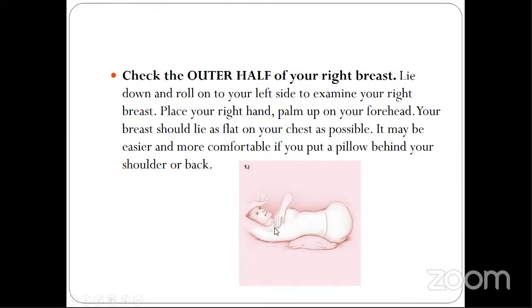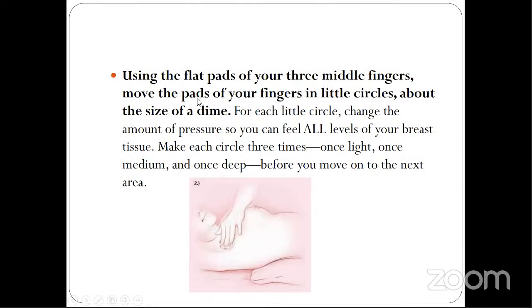To start the examination, we need a space to examine. In this position, the breast will lie as flat on your chest as possible, and as we said, we can use a pillow. So this is the position for examination of the right breast. When examining the left breast, it would be the opposite. Then we use the flat pads of the three middle fingers. We move these pads in little circles about the size of a dime.